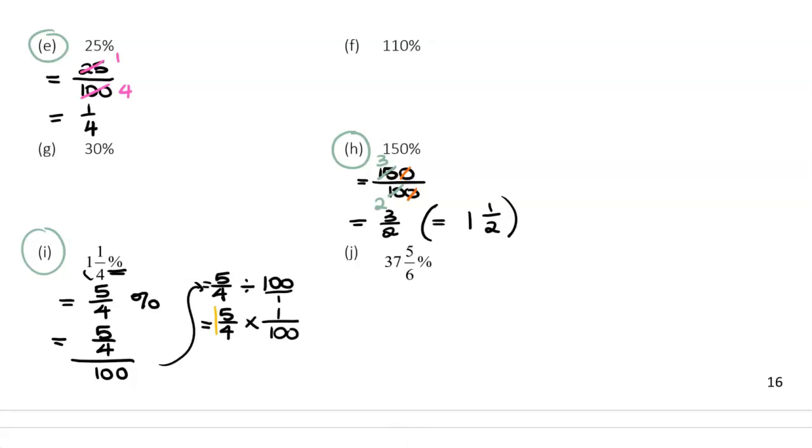Now we see if we can cancel anything. Nothing to cancel this way, can cancel things in this direction. 5 goes into 5 once, goes into 100 20 times. Can't cancel anything this way, can't cancel anything this way. So we're left with 1 over 4, I'm just going to rewrite it so you can see it, times 1 over 20. So that gives us 1 over 80, because we do 1 times 1 for the numerator, 4 times 20 for the denominator, and we can't cancel off anything else there.